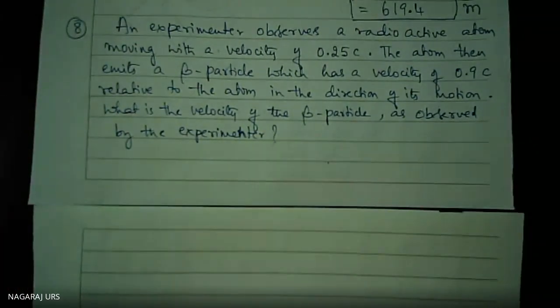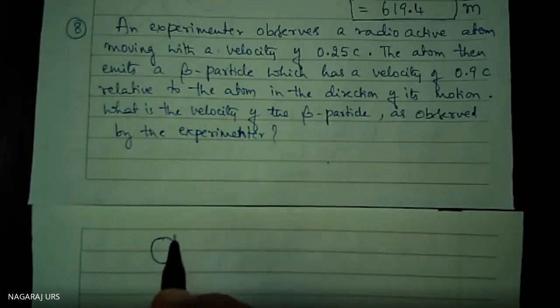Yes, let us take that up. An experimenter observes a radioactive atom moving with a velocity of 0.25 c. The atom emits a beta particle which has a velocity of 0.9 c relative to the atom. Means there is an atom.